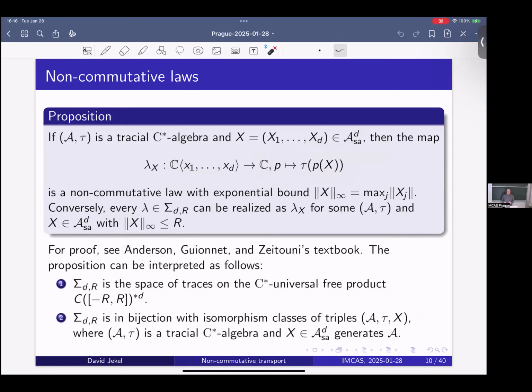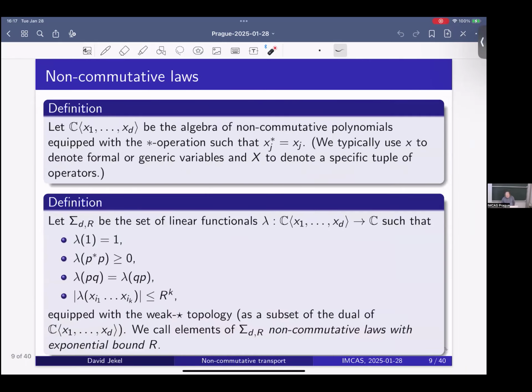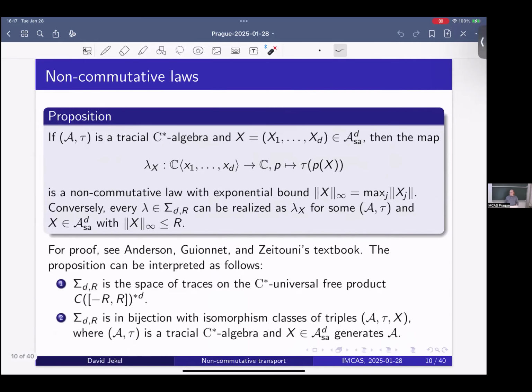And this is basically because of the GNS construction, but there's a little bit of extra argument, because this isn't a C-star algebra. So you have to somehow use this exponential boundedness to argue that the multiplications actually define bounded operators, which you can see in the textbook of Anderson, Guionnet, and Zeitouni.